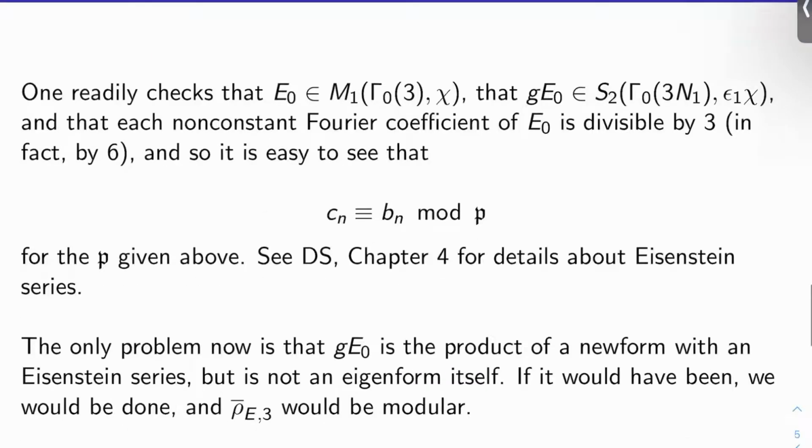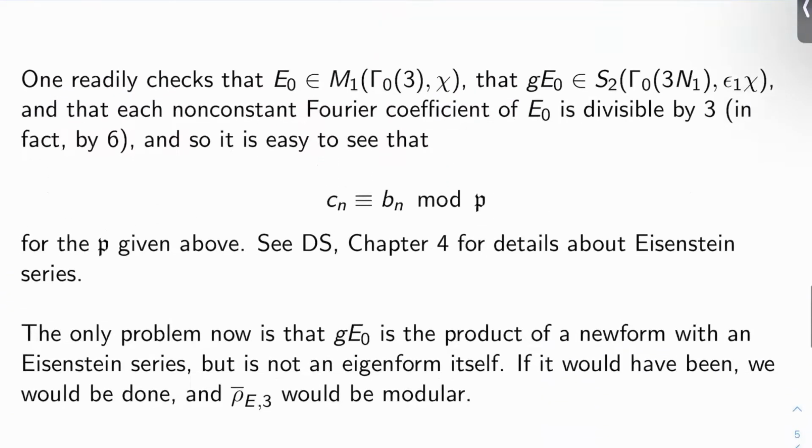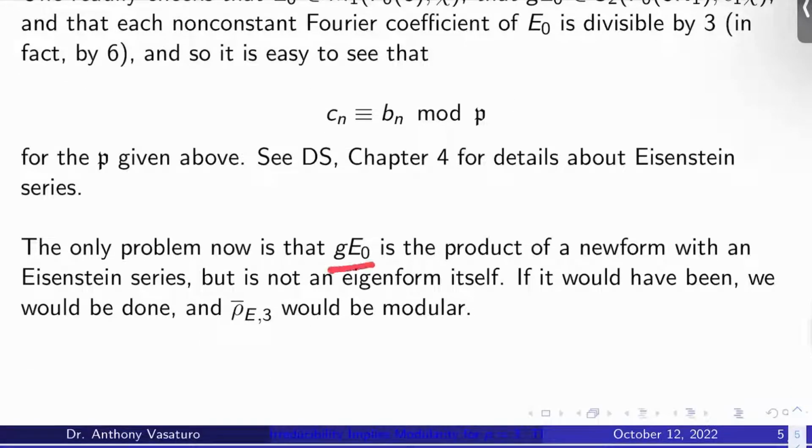Okay, so now what's the problem? Well, the problem is that g E0 is the product of a newform with an Eisenstein series. It's of weight 2, just like we want and everything. The only issue is we need it to be an eigenform to actually conclude that rho bar E3 is modular. We got the weight 2 part, we got the cusp form part, we don't have the eigenform part. If it would have been an eigenform, we'd be done and rho bar E3 would be modular.